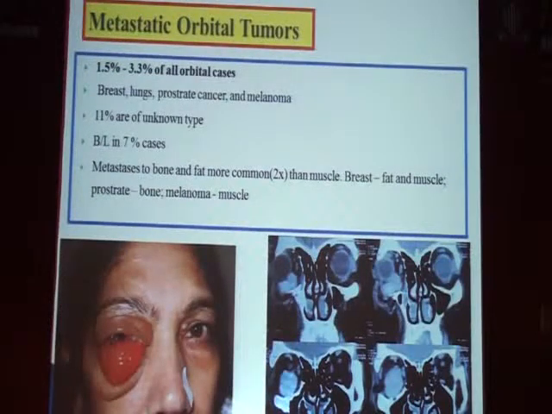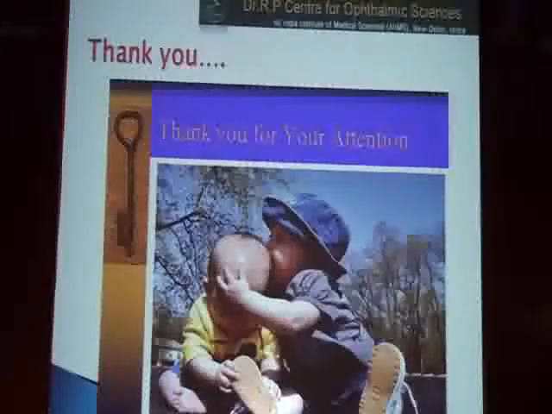And in adults, metastatic orbital tumors will be around the globe and not inside, unlike in pediatric patients. Metastasis will be from breast, lung, and prostate cancer, and sometimes melanoma. Almost 10 to 15% of these patients will have an unknown primary, so we have to do a PET CT in such patients.